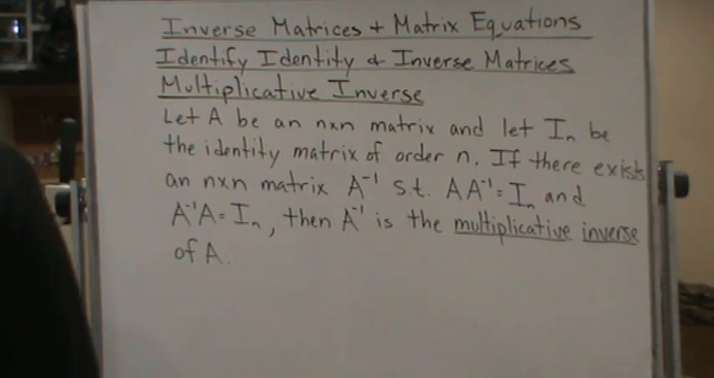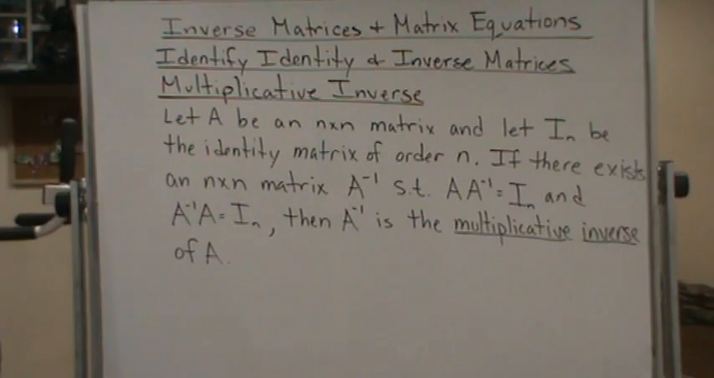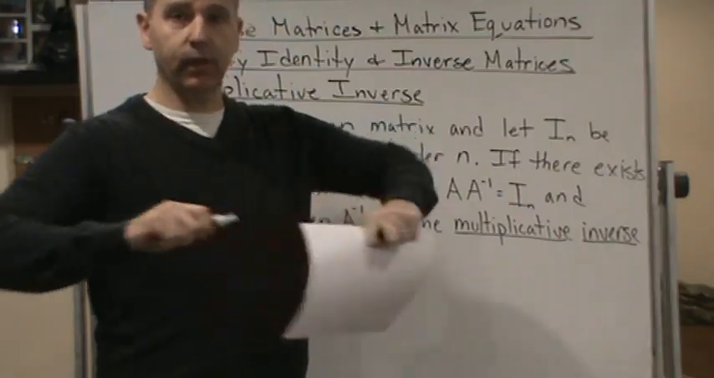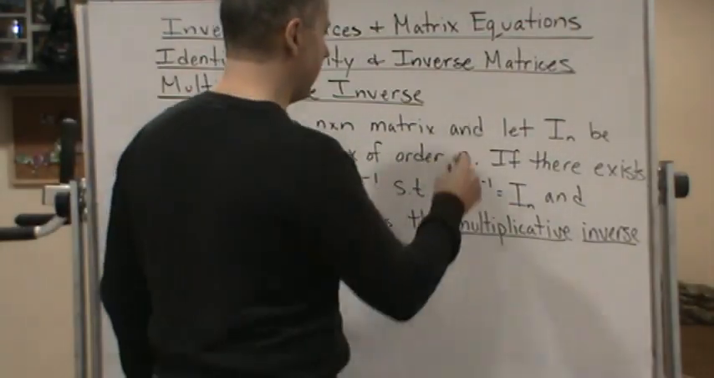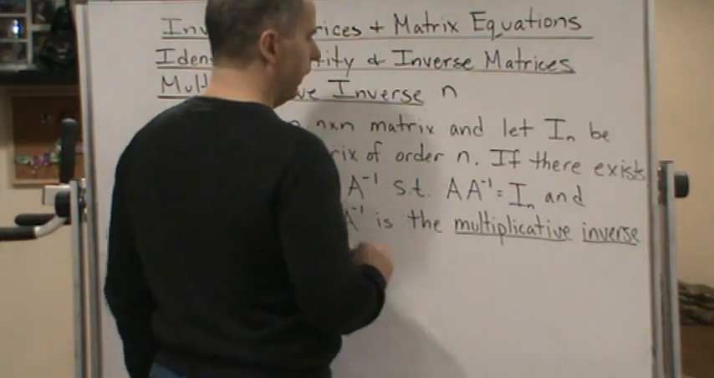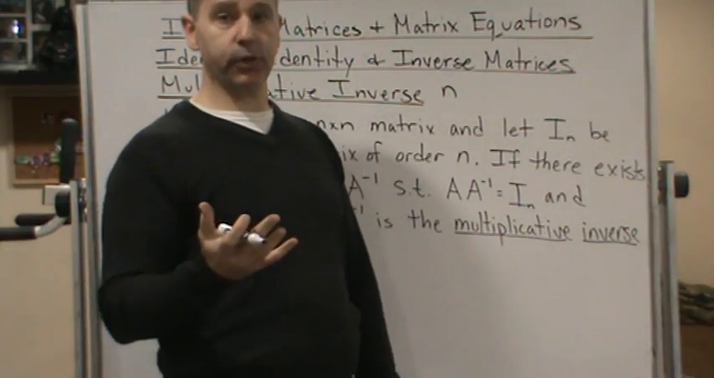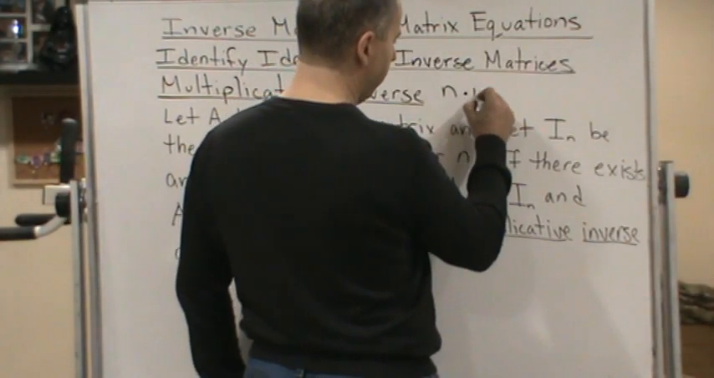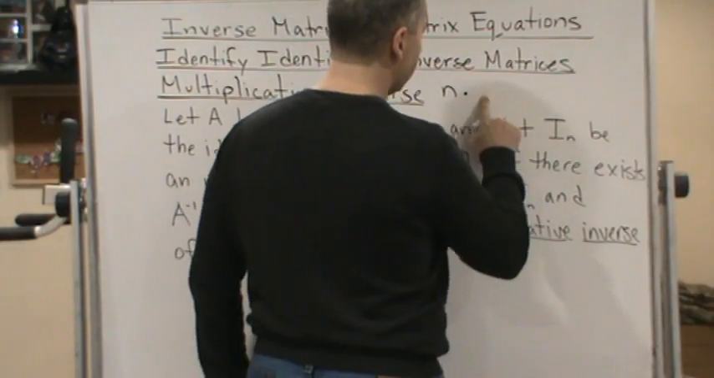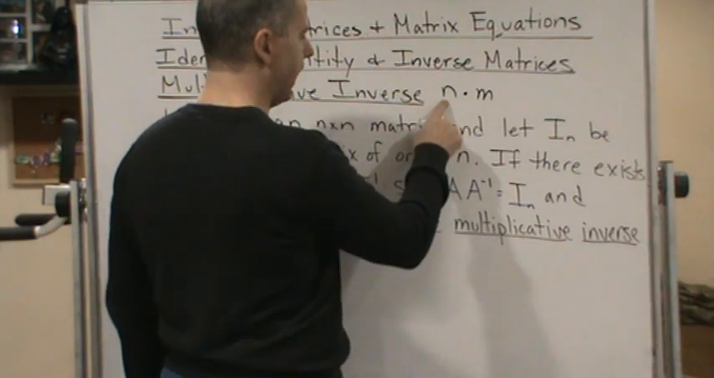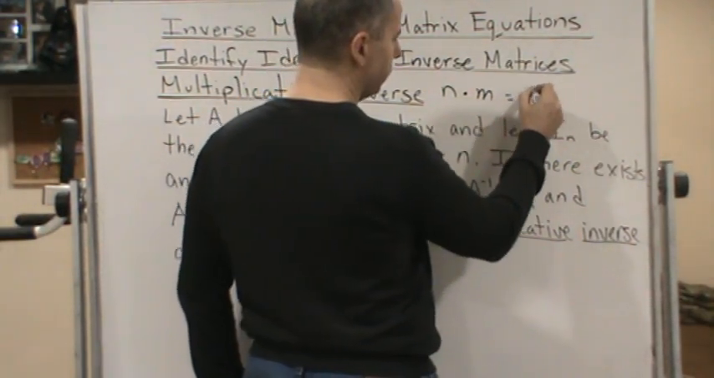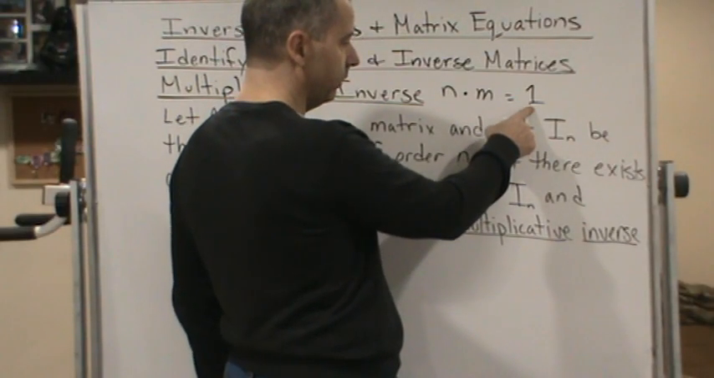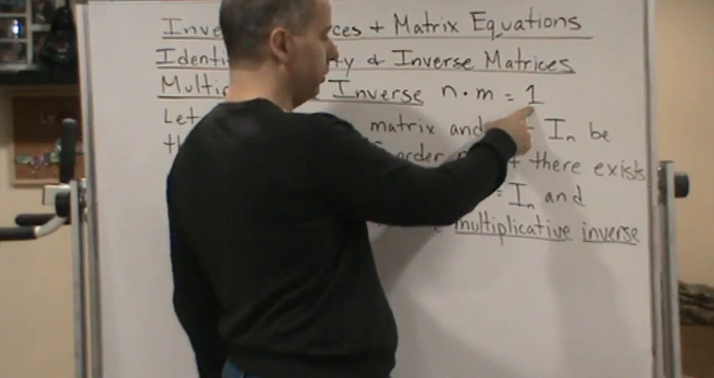All right, welcome back. And now we're going to talk about multiplicative inverses. Just like with real numbers, when we talk about the multiplicative inverse of a number, if we take a real number n, how do we define the multiplicative inverse? Well, it's the number m such that n times m equals 1. Remember, this is the multiplicative identity under multiplication of real numbers.